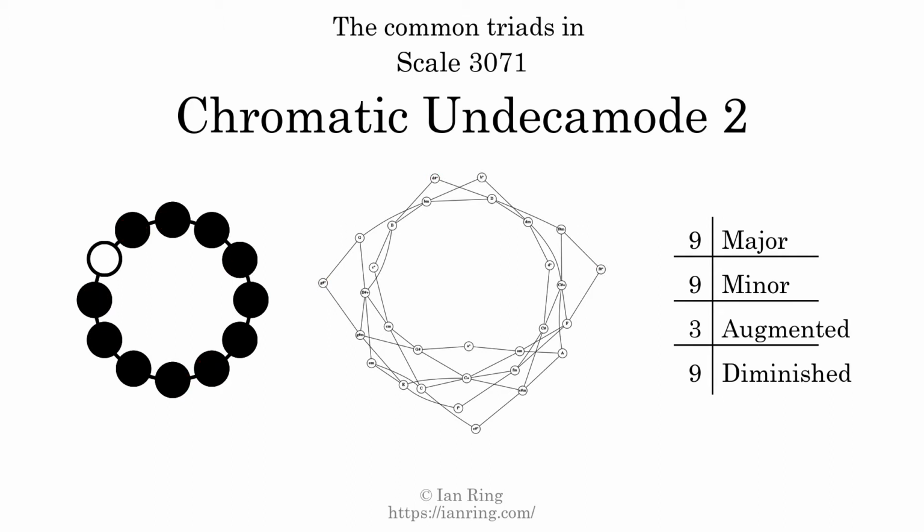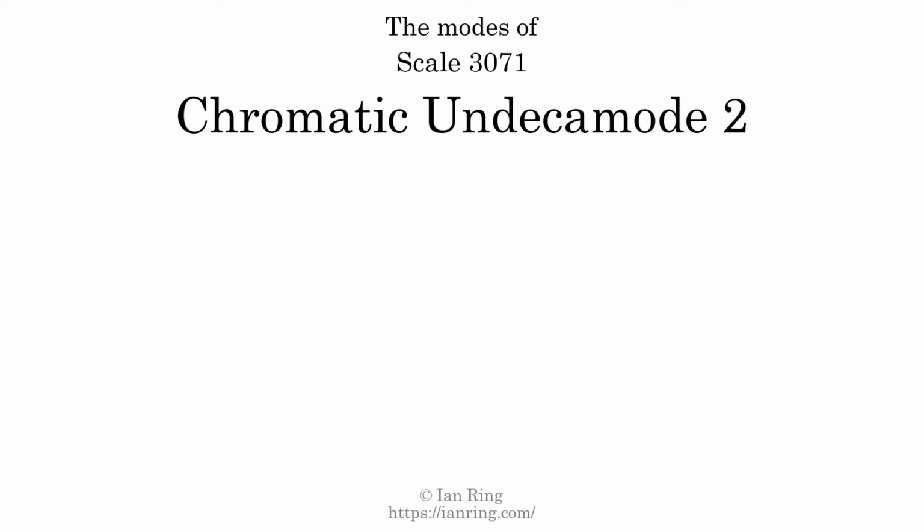Here is a Hamiltonian path of parsimonious voice leading that uses all the triads. This scale has 11 modes. The first mode is itself.